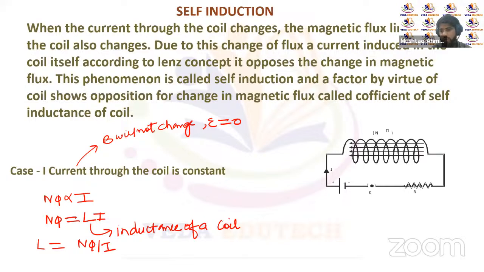Let's suppose this is the coil. In this coil, if we change the current, then because of that change in current, the magnetic field inside the coil changes, and because of that change in the magnetic field, the magnetic flux changes inside the coil, and due to that, the EMF gets induced. And then we defined the coefficient of self-inductance as well, right?